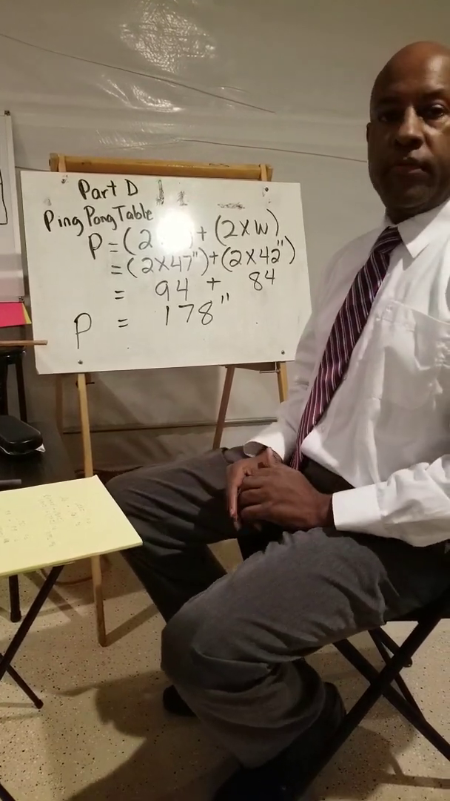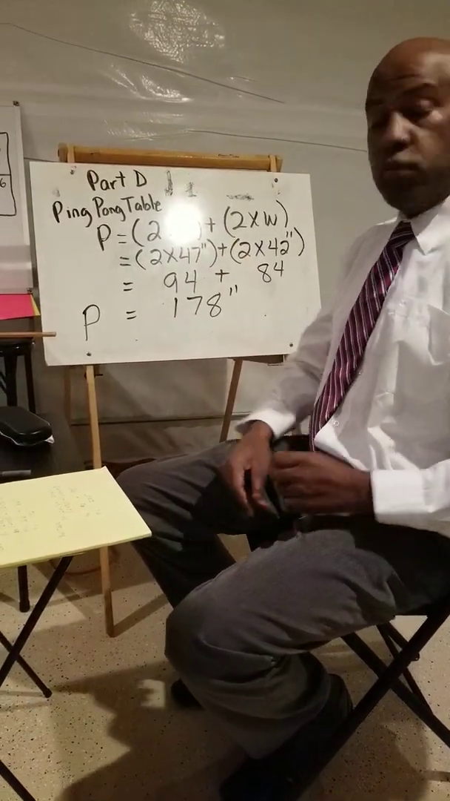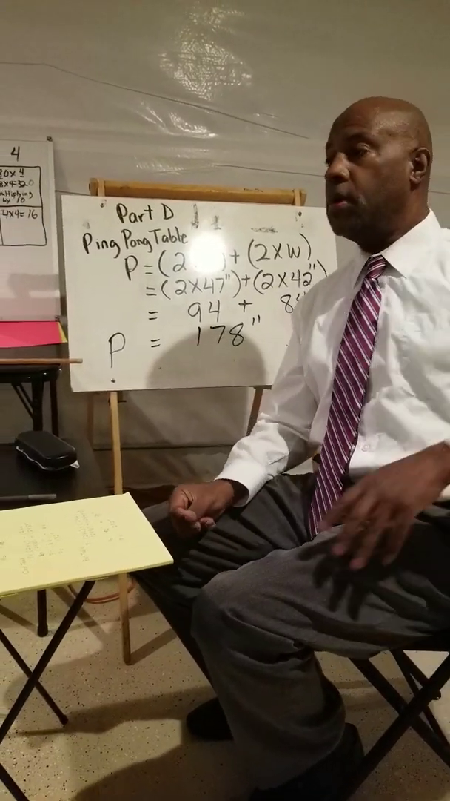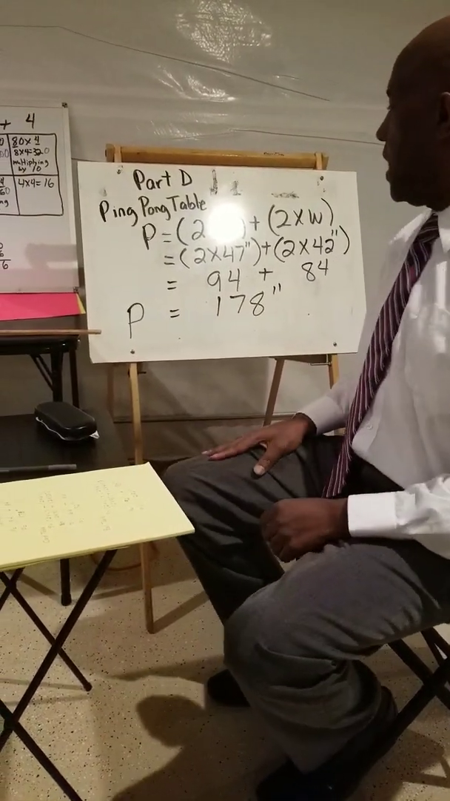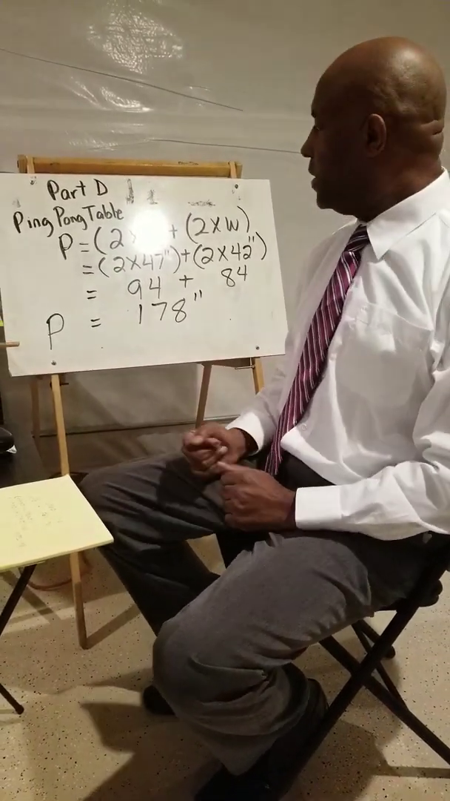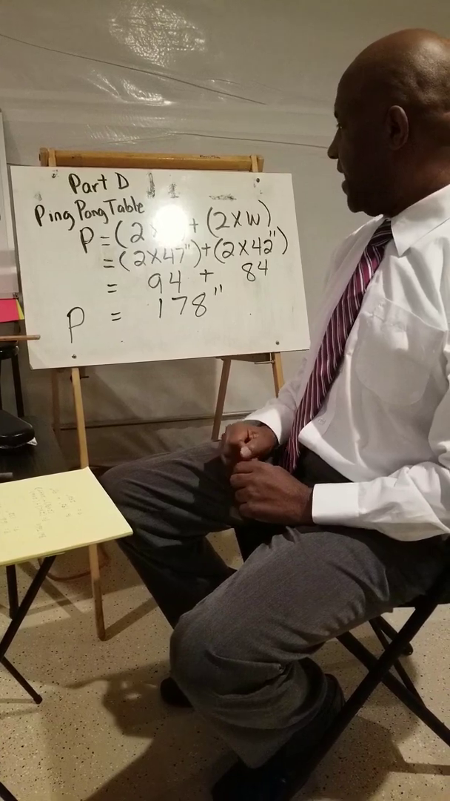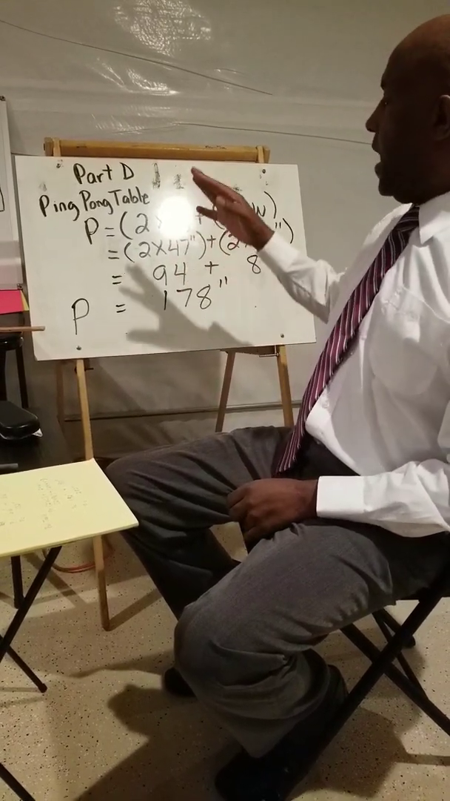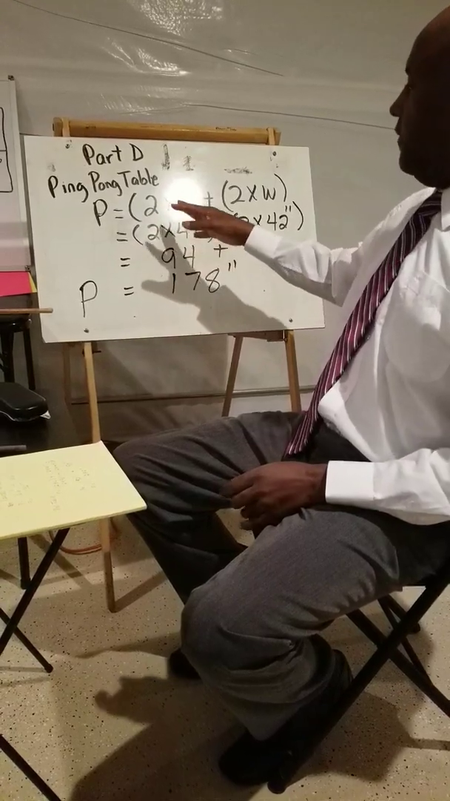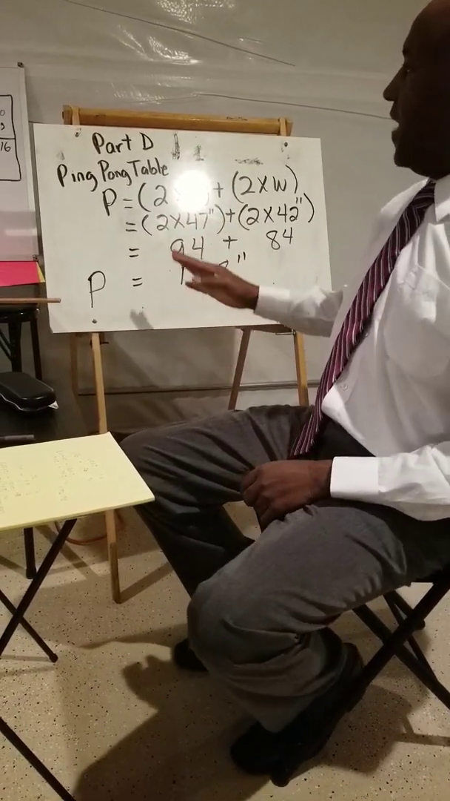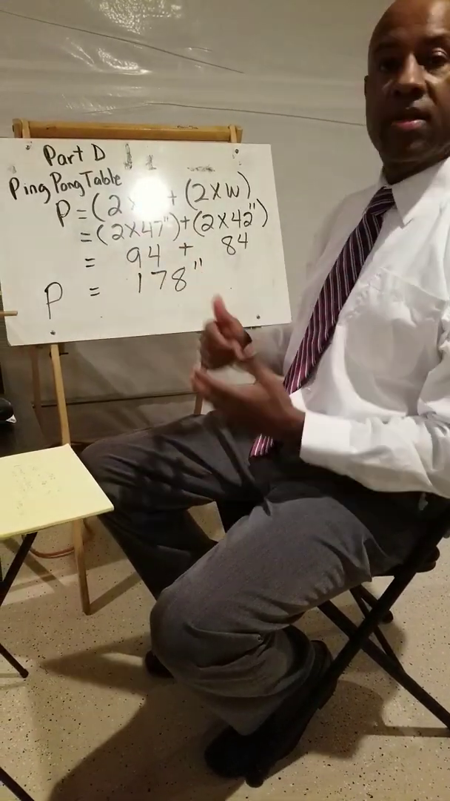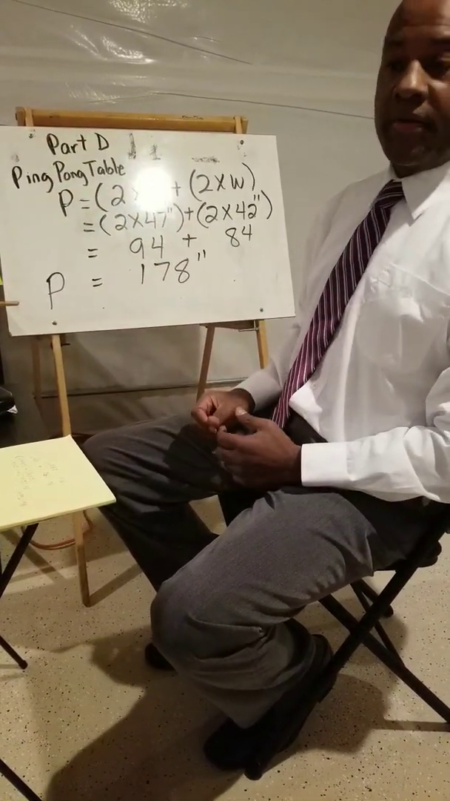Just as a quick review, part D has to do with when we were looking at the ping pong table, the card table, and the pool table, and we tried to find the perimeter for all of those different objects. Now I'm going to show you the visual mathematically for a perimeter, and then we're going to extend the lesson from the perimeter to the other part of our objective area.